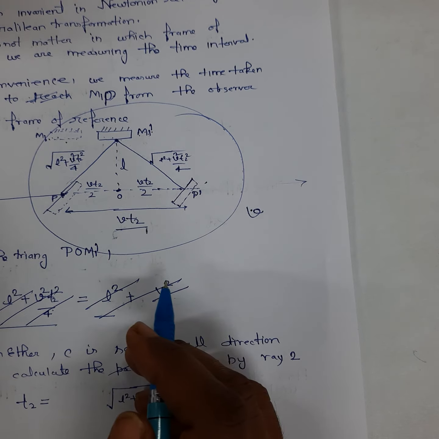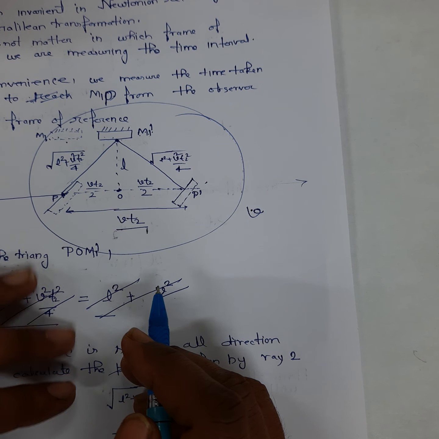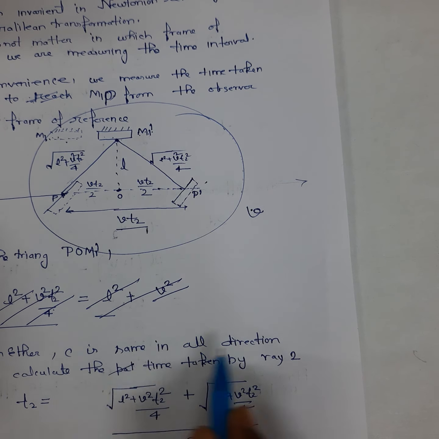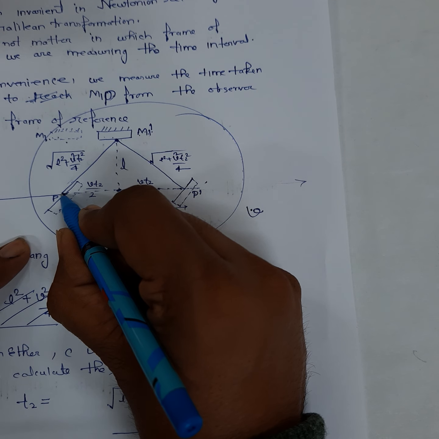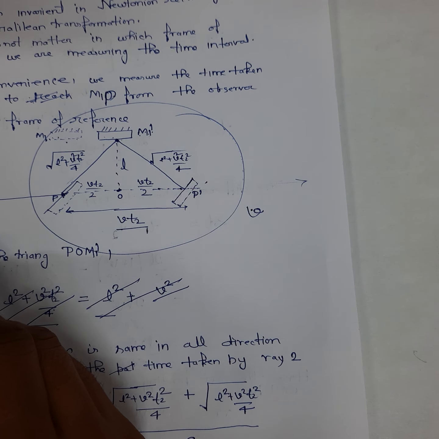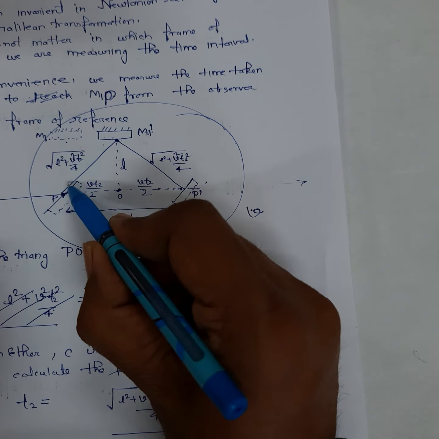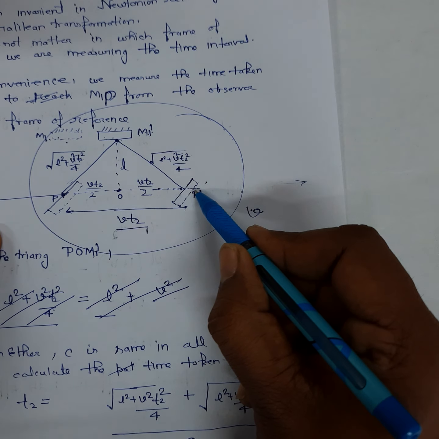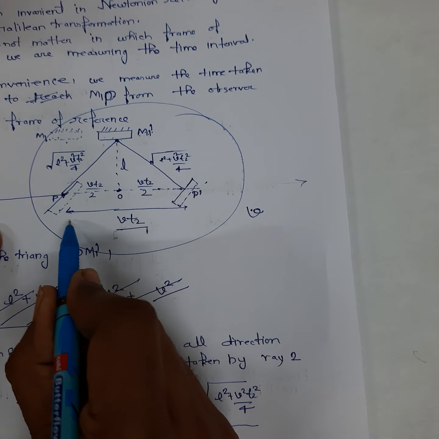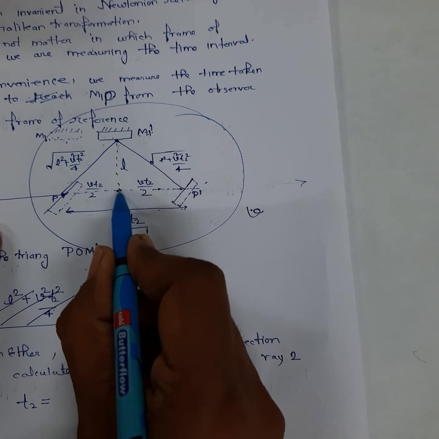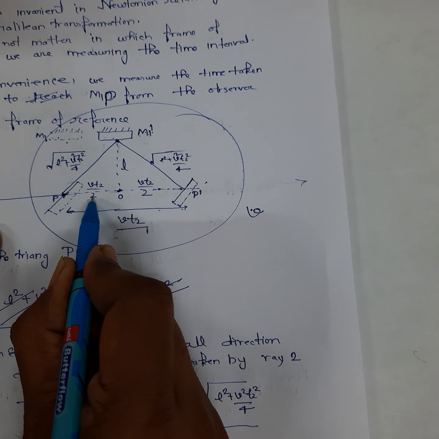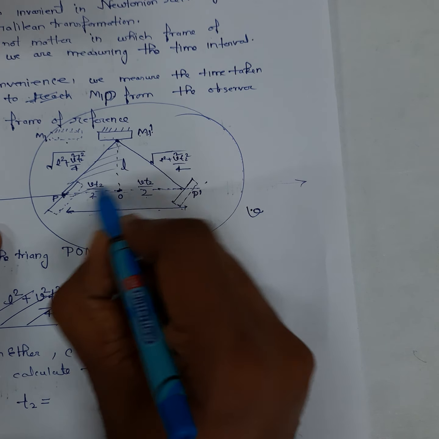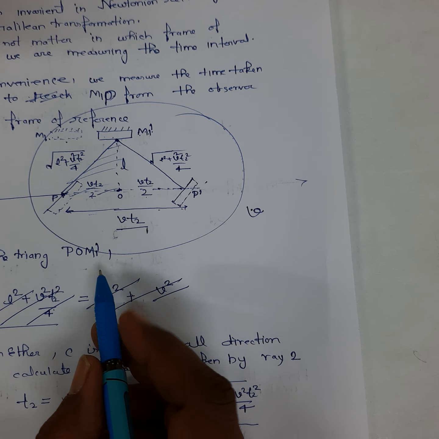Another thing: in the hypothesis of the ether medium, it is assumed that C is the same in all directions. So the velocity of light with respect to the observer of the ether medium is the same in this direction and also the same in this direction. So if this distance is Vt2 and this distance is L, then this half distance will be Vt2 by 2 and this half distance will be Vt2 by 2. So using this triangle we can calculate the time T2.